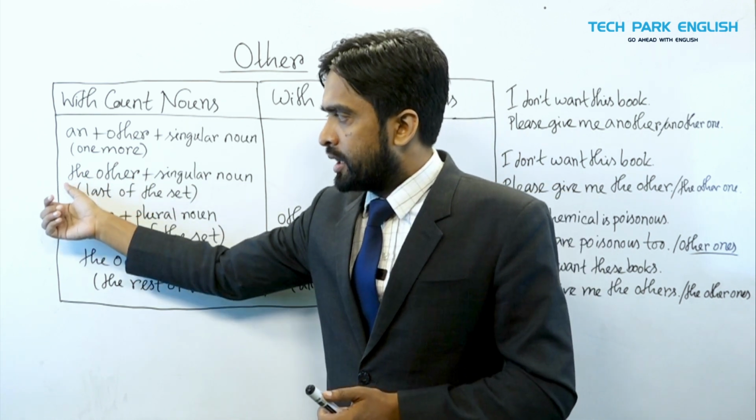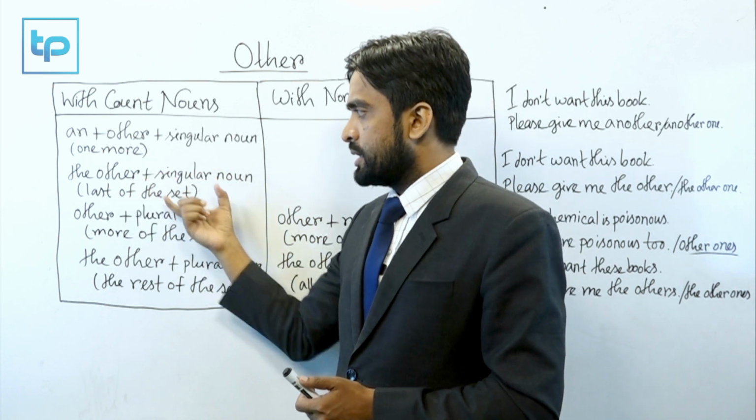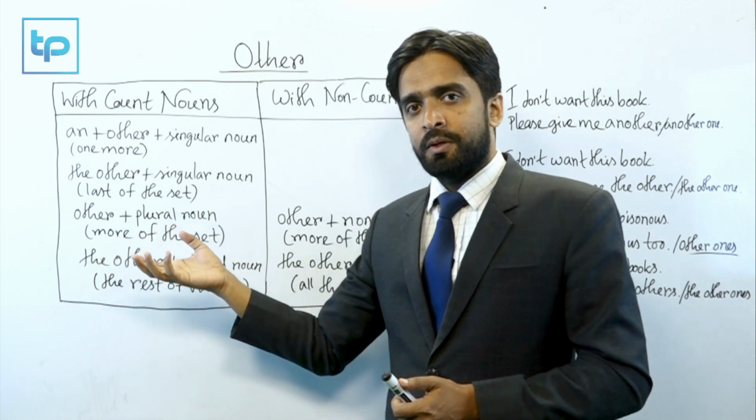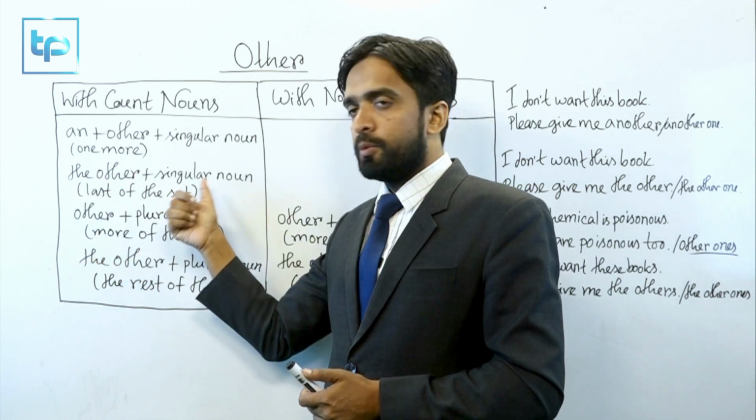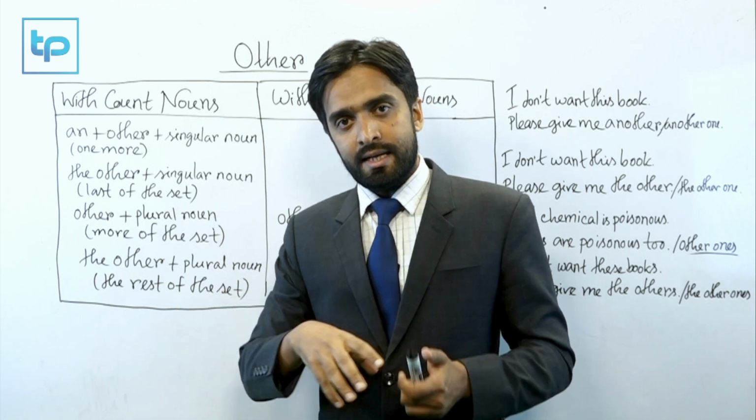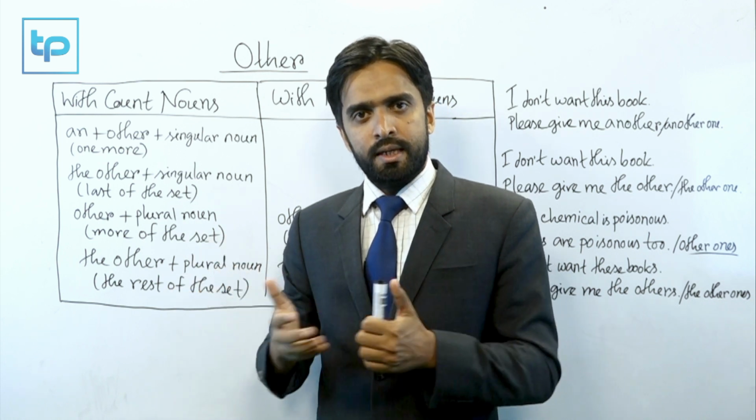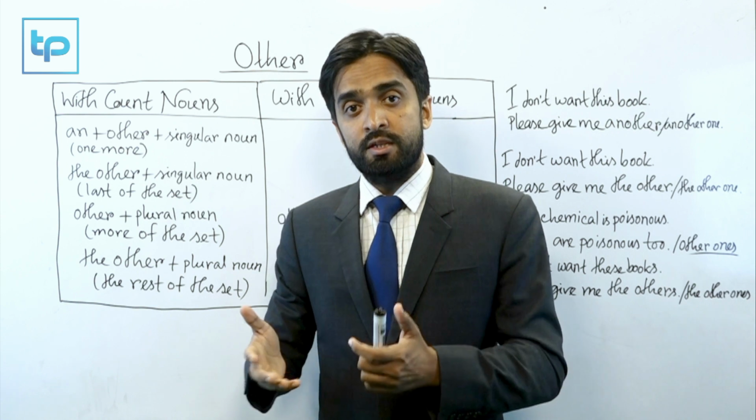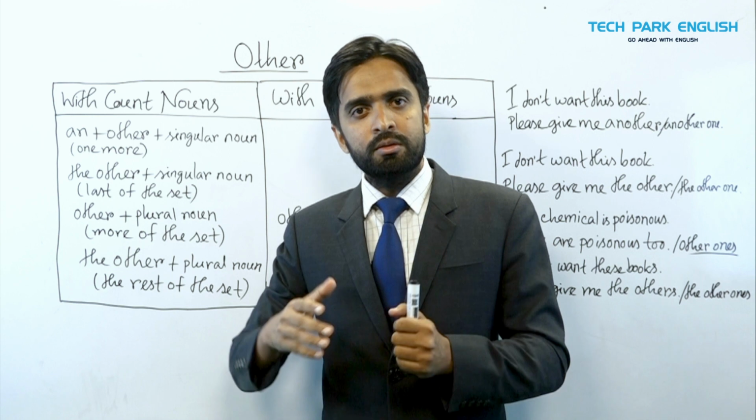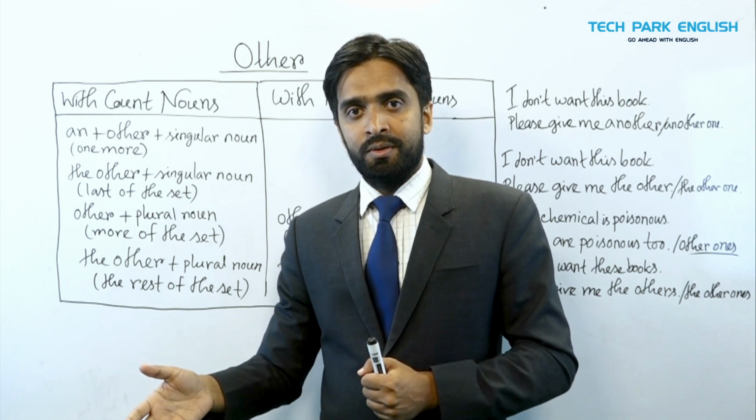Number two, the other with a singular noun provides a meaning like the last of the set. So you could say, I need the other book. It means I need the remaining book of the set. It is, I think, a bit specific. When you use it, you are talking about something specific. For example, maybe you have 5 books, 4 are taken by your friends, so there is one left. So you could say, I need the other book.